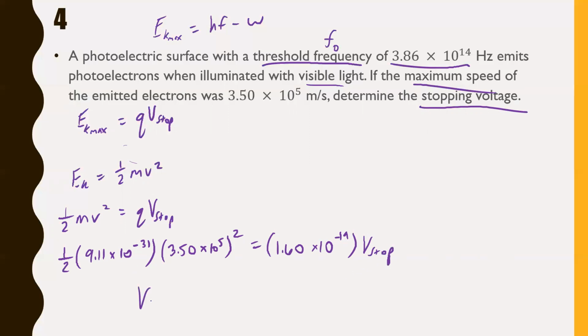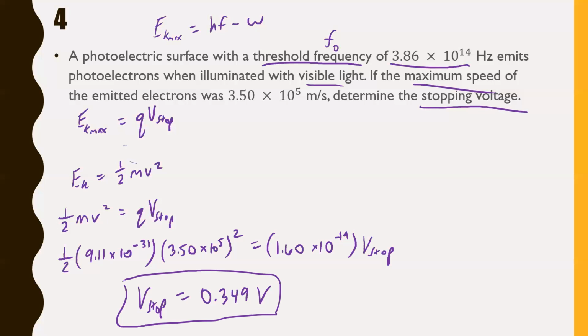Just divide it over. V stop is going to equal 0.349, and of course its voltage is measured in volts. There we go. So when it's asking for a stopping voltage, pretty much always you're going to be using this formula right here. Theoretically, you can combine it with some of the old voltage formulas we had, but really there isn't much need to do that.